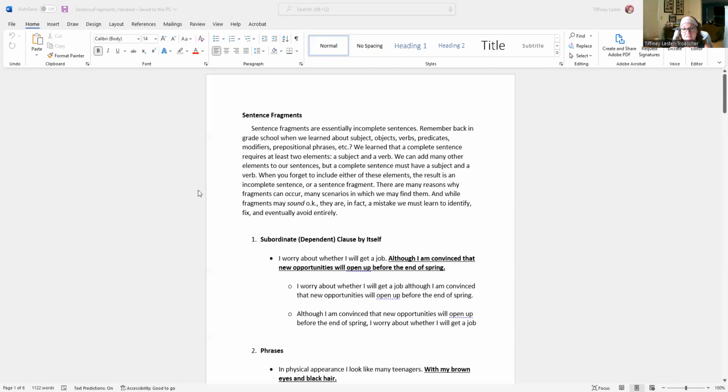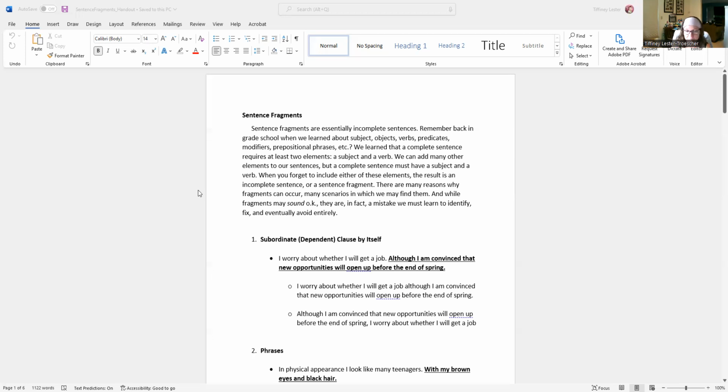We can add adjectives, adverbs, objects, modifiers, prepositional phrases, right? But at the end of the day, to be considered a complete sentence, you need the subject and the verb. You can have all the adjectives and adverbs and modifiers and prepositional phrases you want, but if you are missing a subject or a verb, what you have is a sentence fragment. Doesn't matter how long it is.